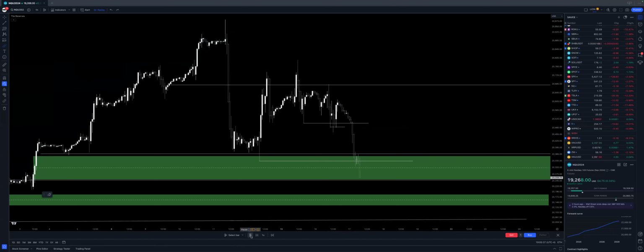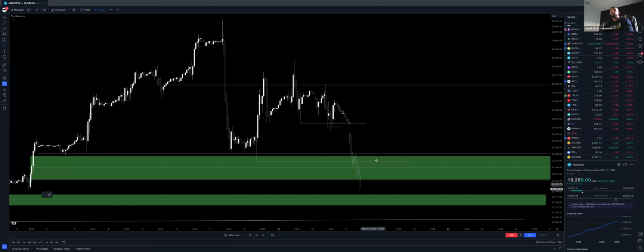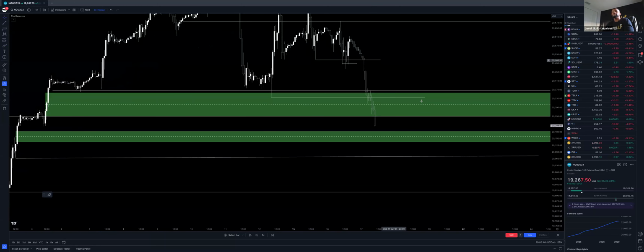Boom. What do we see? Closure below. Next candle. What does that tell me? It's invalidated. And mind you, I'm just getting into a sell right here. I would definitely get a better entry on the lower time frame.